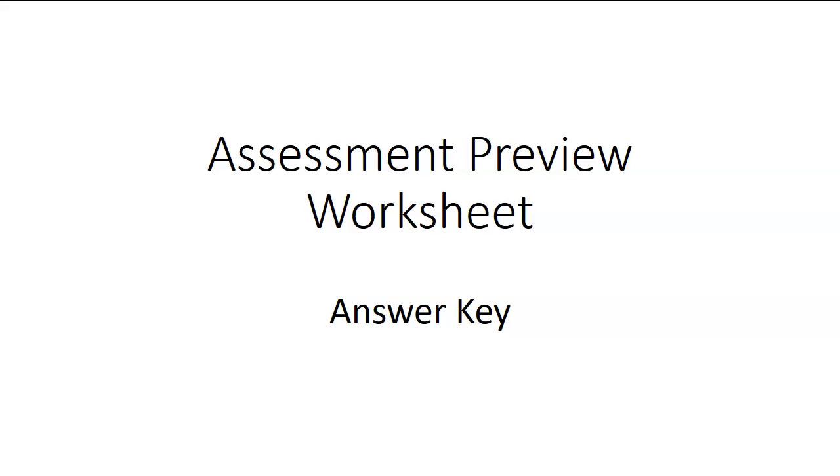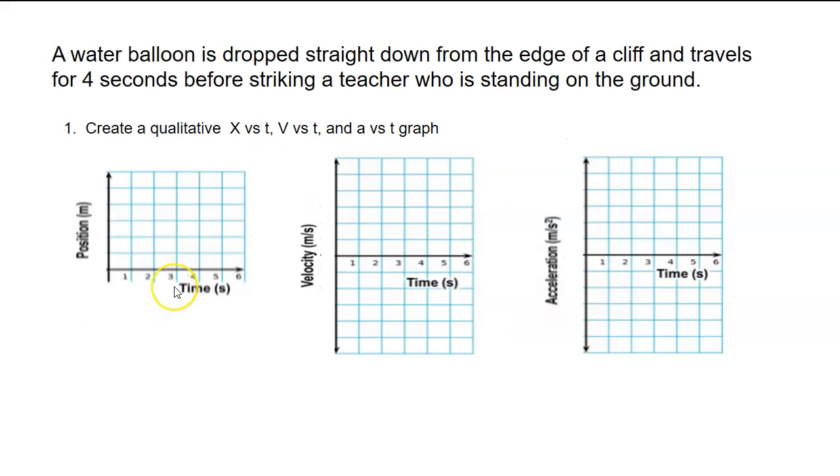Let's take a look at the answers to the assessment preview worksheet. A water balloon is dropped straight down from the edge of a cliff and travels for 4 seconds before striking a teacher who is standing on the ground. So let's make qualitative position, velocity, and acceleration graphs.